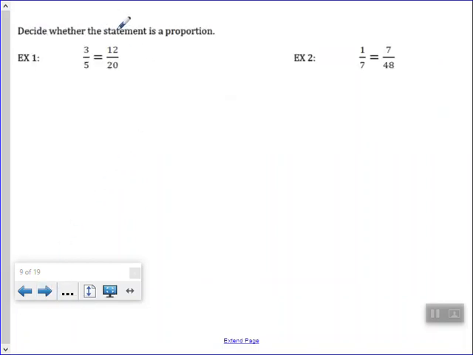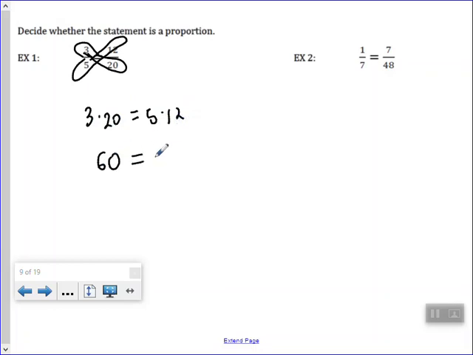So let's decide whether the statement is a proportion. I'm going to set up the equation. So 3 times 20 is equal to 5 times 12. You can use a calculator. 3 times 20 is 60. 5 times 12 is also 60. So yes, this statement is a proportion.